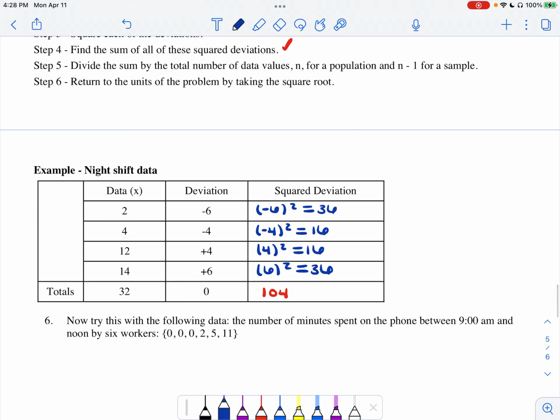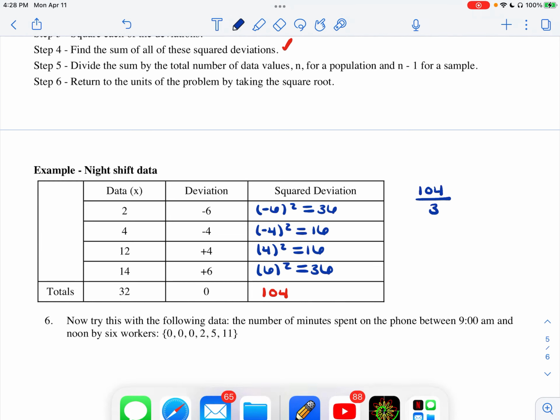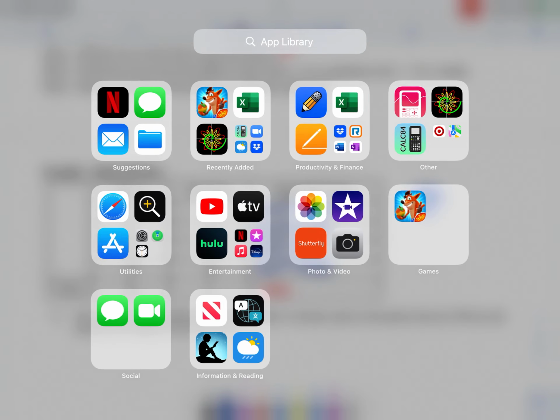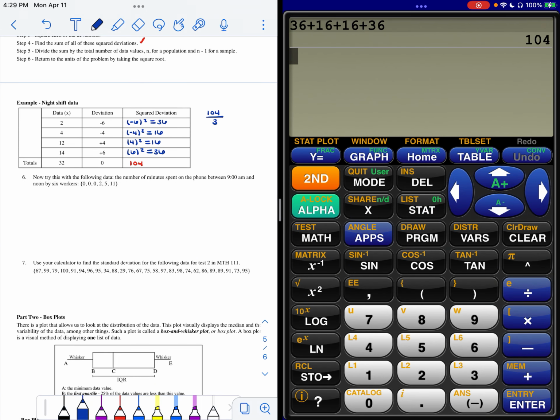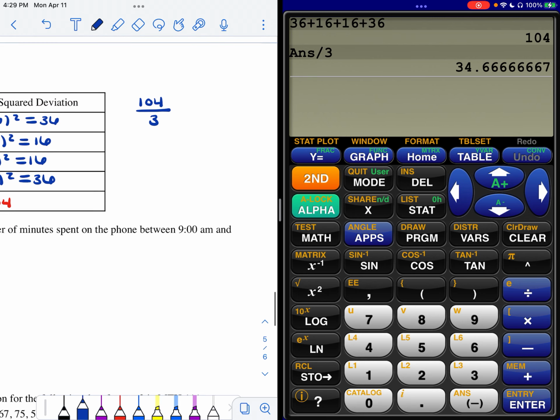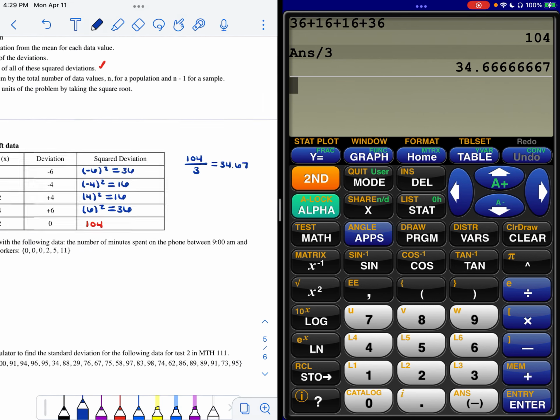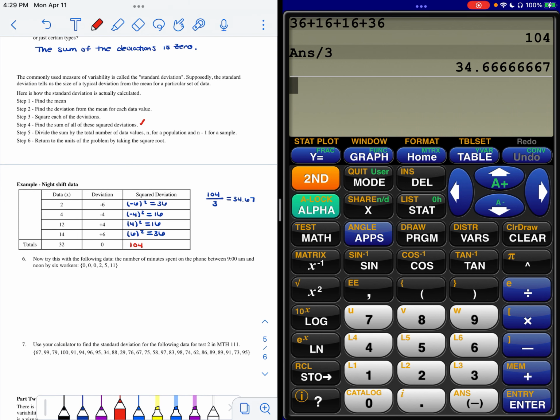So we are going to take our 104 and divide it by n minus 1. In this case, our n is 4 because we have 4 data points. 4 minus 1 would give us 3. So 104 divided by 3 gives us 34.67.